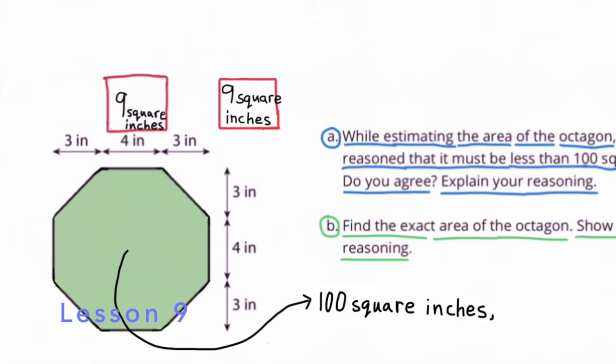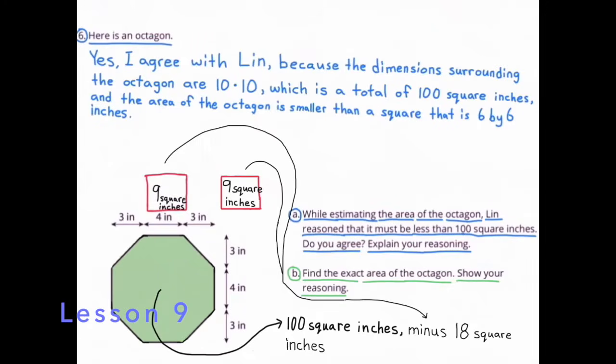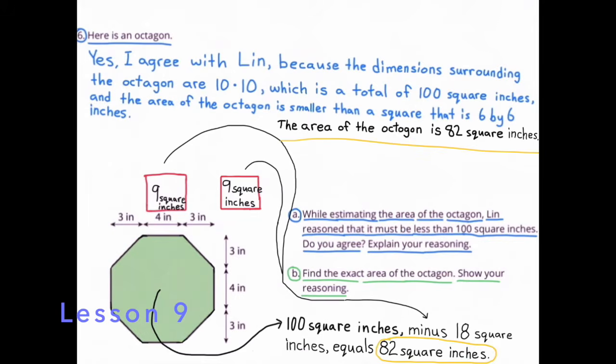So the original square was 10 by 10, or 100 square inches. When we remove the 4 corners, it's like removing 18 square inches. And 100 square inches minus 18 square inches equals 82 square inches. The area of the octagon is 82 square inches.